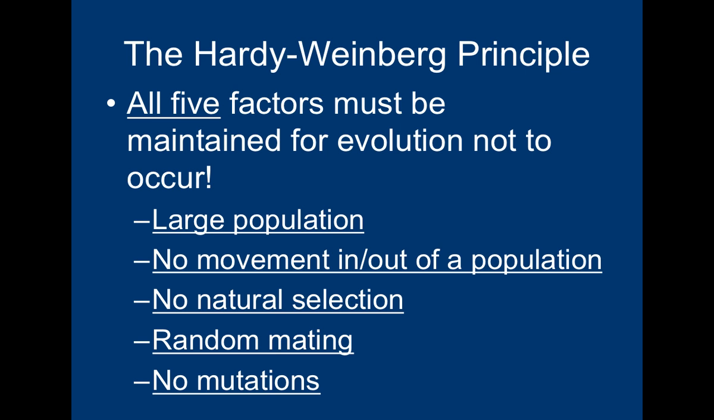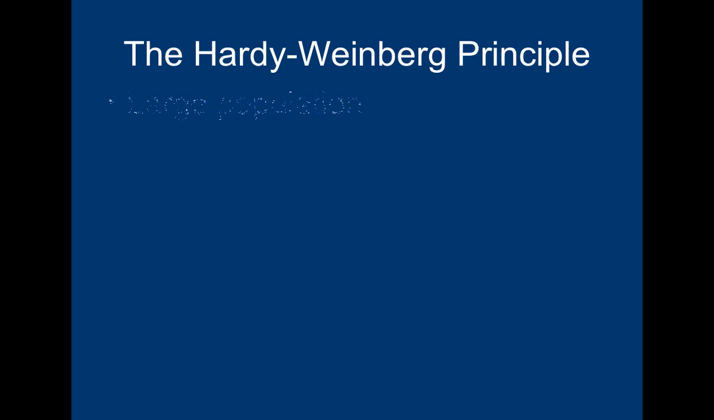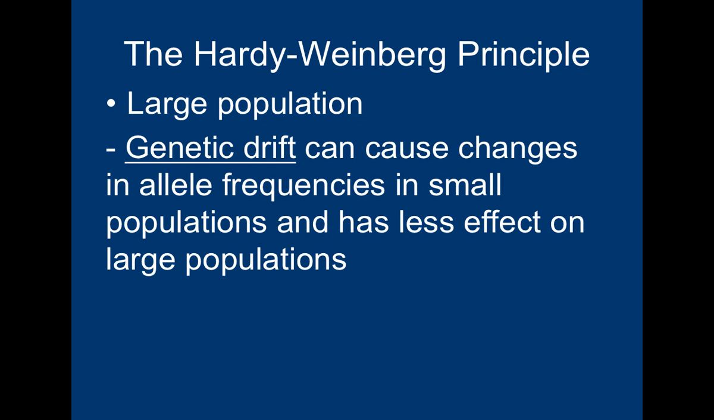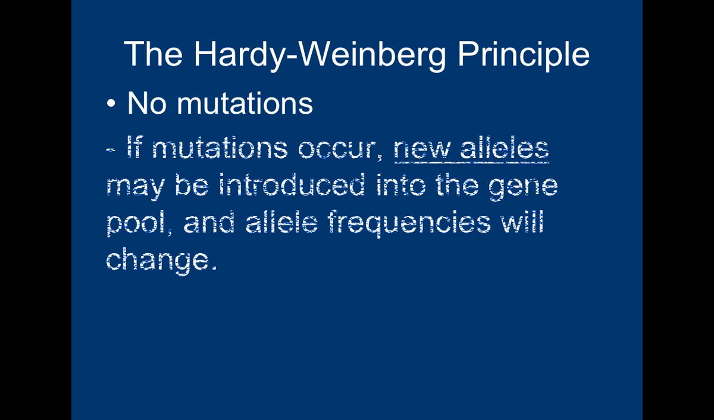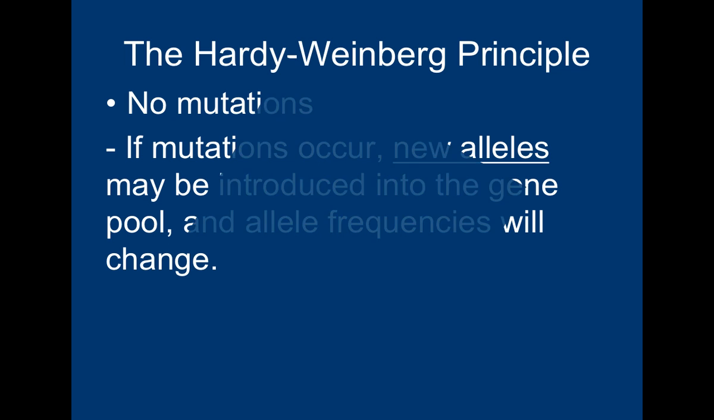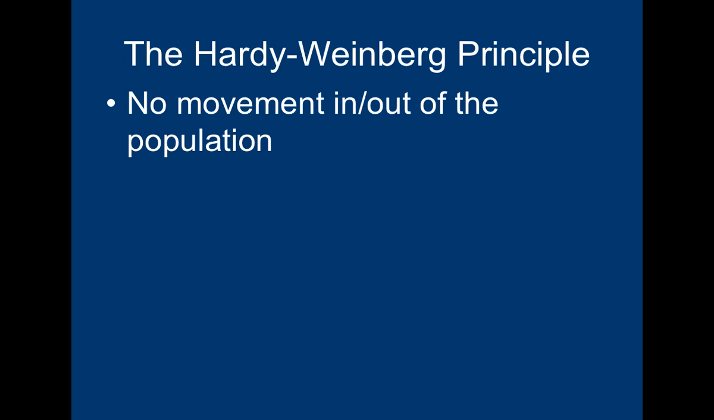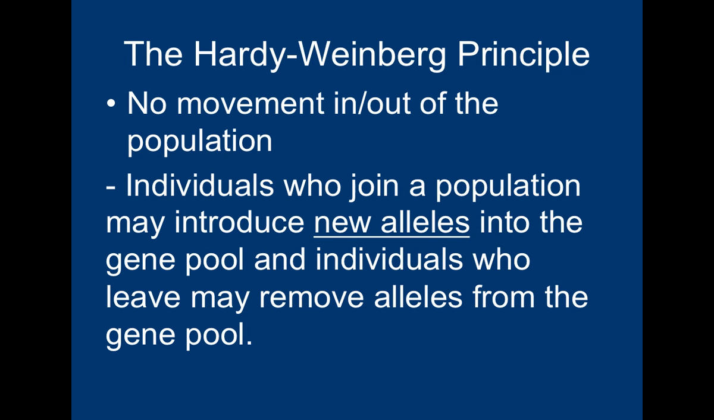So let's go through these a little bit. Large population. Why do you need a large population? Well, that's because genetic drift can cause changes in small populations. It has less effect in large ones. Why no mutations? Well, new mutations potentially create new alleles, and so the allele frequencies will change, which can lead to evolution. I can't have individuals moving in and out of the population because, again, they may introduce new alleles, and if they leave, they could remove alleles from the gene pool.